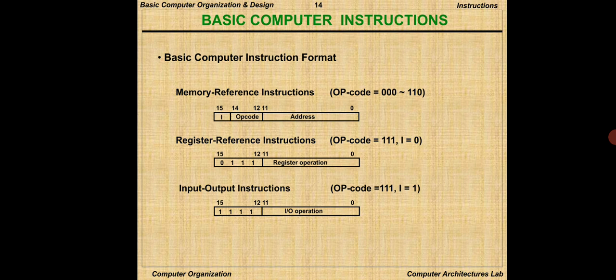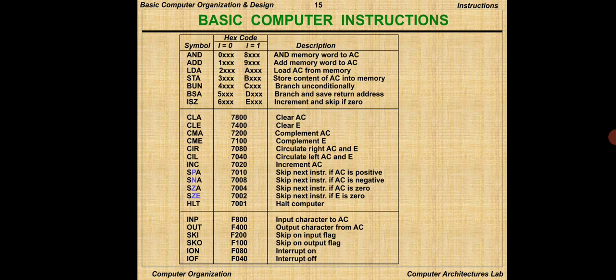In the previous class, we saw that the opcode is the 12th to 14th bits. With these three bits you get the memory reference instructions from 000 to 110. If these 3 bits are 111, that is the opcode is 111, then you perform the register reference instructions or IO input/output instructions, and that depends on my I value. If I is equal to 0, it is a register reference instruction. If I is equal to 1, then it is an IO instruction.